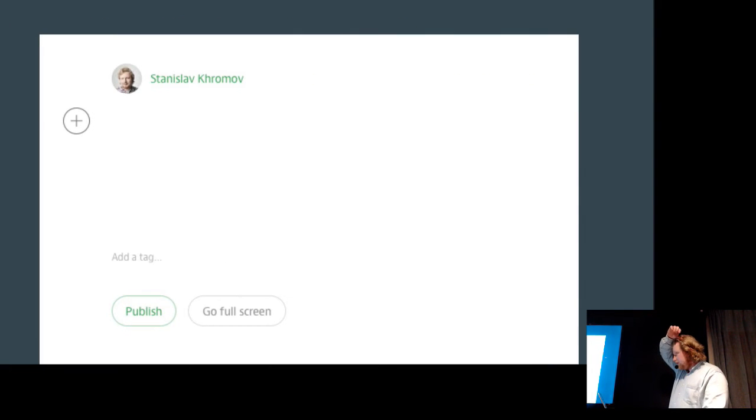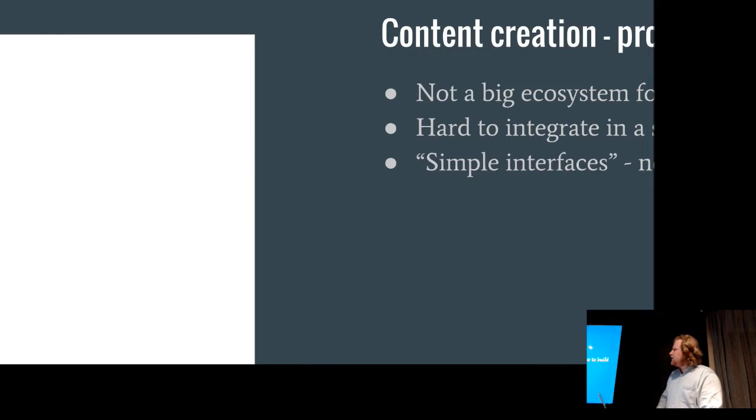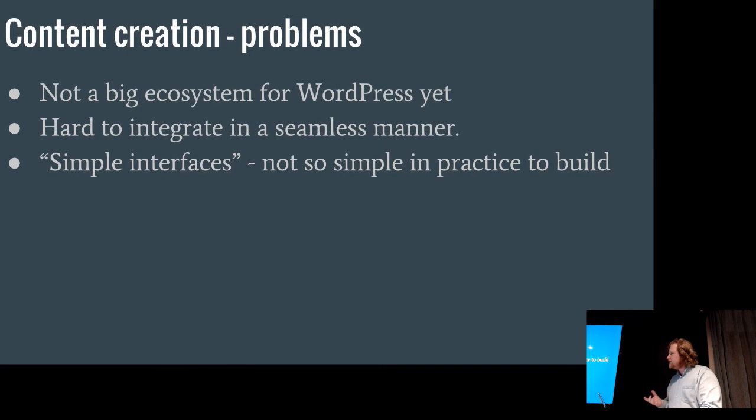So this is what the Medium UI looks like, and you can see it's very scaled down. This is their text editor, and obviously we can't get WordPress quite this scaled down right now, but we can at least not add a lot of stuff. We can at least stick to what we have to begin with. Content creation right now, there's not a big ecosystem for it, which is kind of hard to believe, because first and foremost, WordPress is a content creation platform, and it's hard to integrate in a seamless manner, and simple interfaces, they're not really that simple.